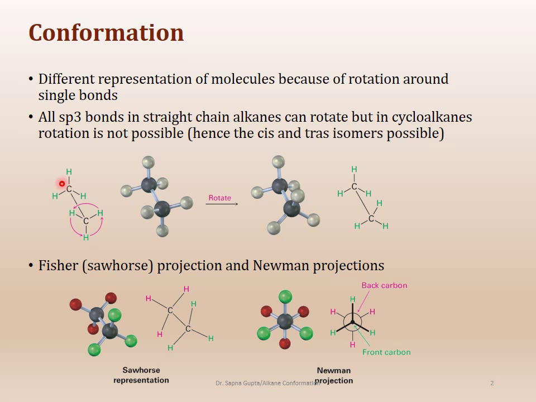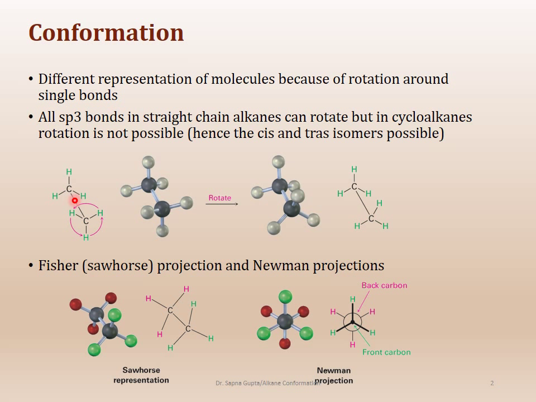So this projection that you see over here, this is called Fisher projection, which is also over here. And what it does is it takes two carbons and you look at how many hydrogens you have and where they are facing. So this is kind of how they are, and then you can rotate the hydrogens because the carbon is rotating. Now remember, this is a single bond.